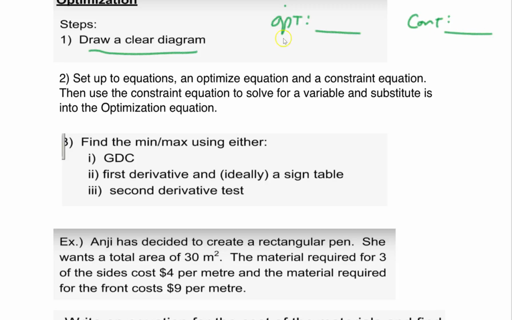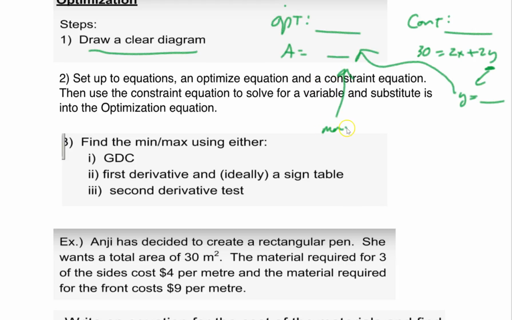So the optimization equation is going to be like area equals whatever. The constraint doesn't actually have values, you're like, oh, 30 equals 2x plus 2y or something like that. Then what we do is we solve for one of the variables. Usually it doesn't matter. So get one of the variables by itself, and then you plug it into the optimization equation. And then that is what we try to maximize or minimize.